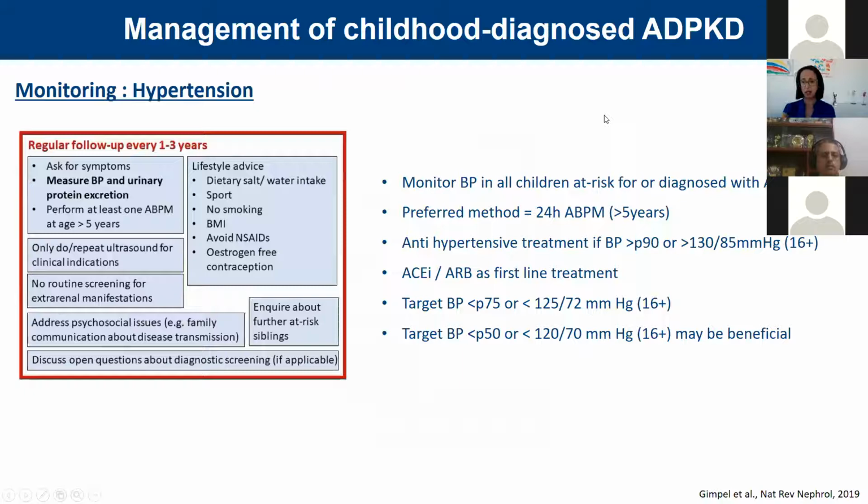When these patients present to your clinic with ADPKD, we measure the blood pressure. If the child is older than 5 years, we always do at least one ABPM. We try to start treatment when blood pressure is already above P90, because our aim is to reach a target blood pressure between P50 and P55. So we are really very careful to decrease the blood pressure more than in other populations. And of course, as has been highlighted, the first choice is ACE inhibition.